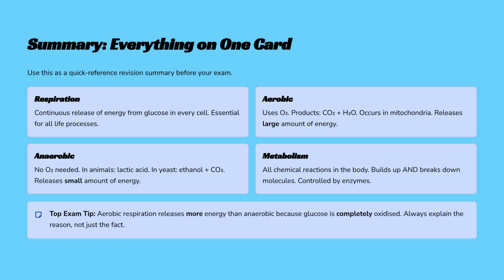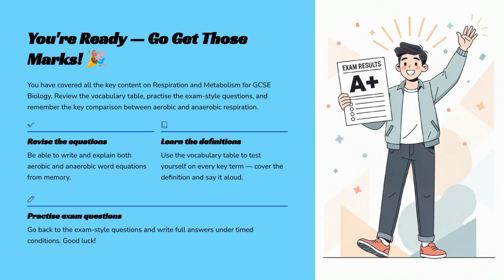Understanding respiration rates is also crucial. Physical activity, temperature, glucose availability, and oxygen supply all directly influence how fast your cells respire. You've got this. Keep practicing your equations, definitions, and applying your knowledge to these real-world scenarios. Good luck with your exam preparation.